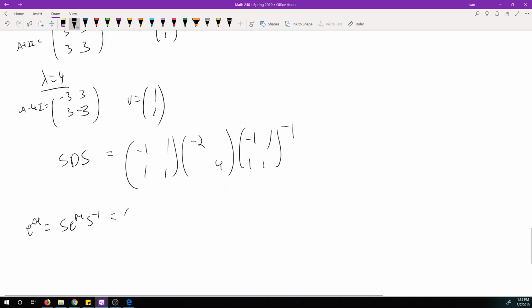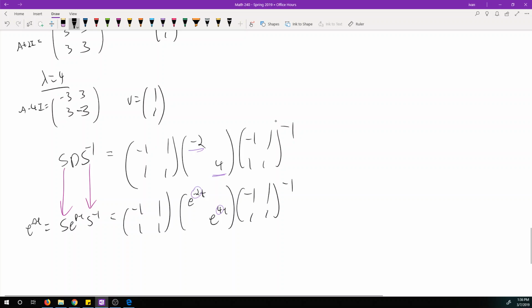Okay, so now to find e to the At, it's S e to the Dt S inverse. What D is, you just literally take your diagonal values and throw them inside an exponent times t. So the S matrix stays the same, and this middle matrix becomes e to the -2t, e to the 4t. It was just the eigenvalues here. They just go inside your exponent, multiplied by t, and then S inverse. I'm not going to multiply this out, but you should multiply it out. If you multiply this out, you'll get the answer for e to the At.